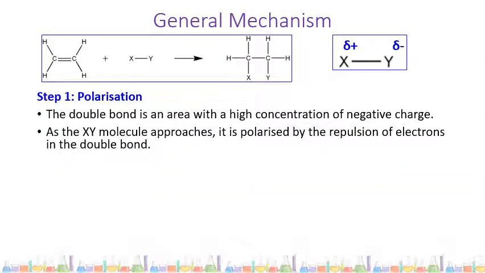So we're going to look at the general mechanism using the molecule XY, and then depending on whether you're given chlorine, bromine or hydrogen chloride, you just change X and Y to whatever molecule you need.